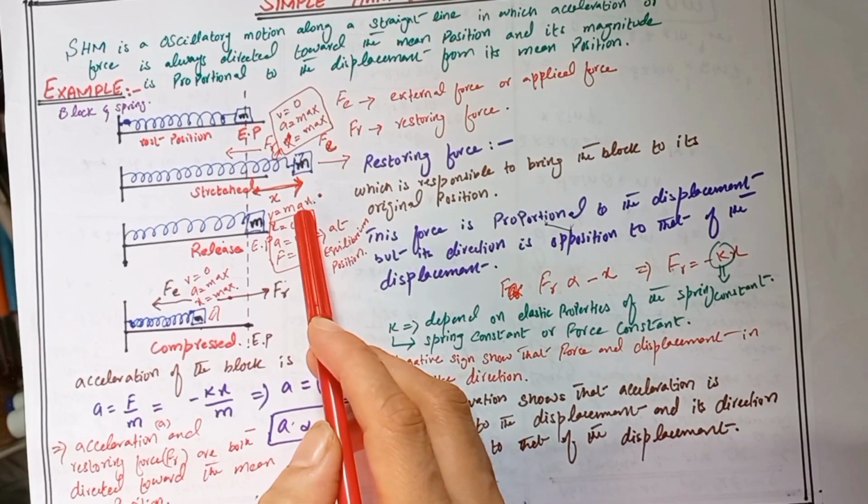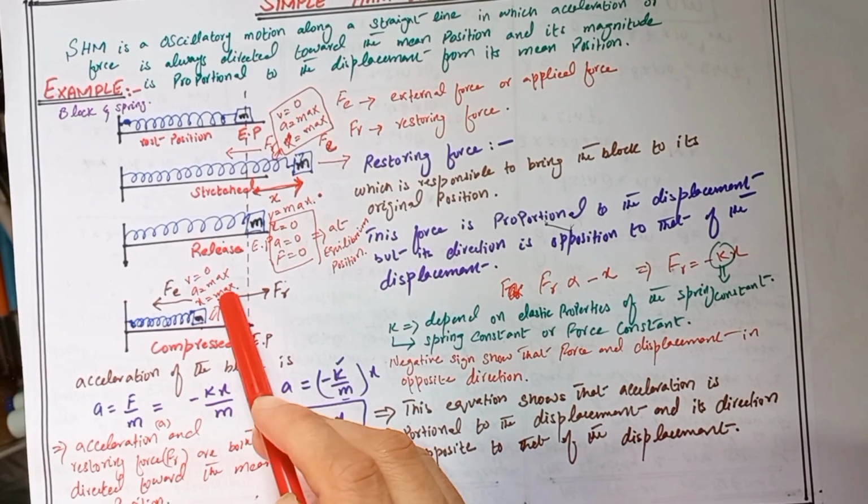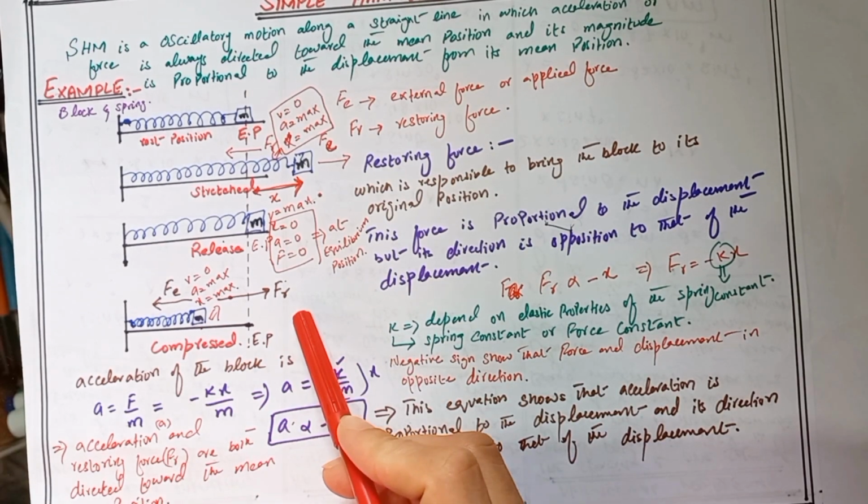When the velocity is maximum at the mean position, the block does not stay at the equilibrium position; it moves toward the left, and in the compressed position the restoring force acts on it to move toward the right and again to the equilibrium position.